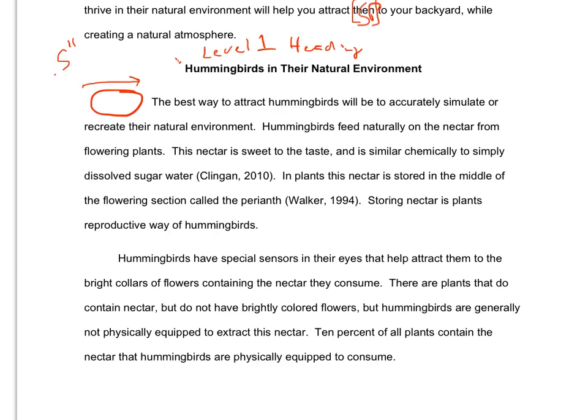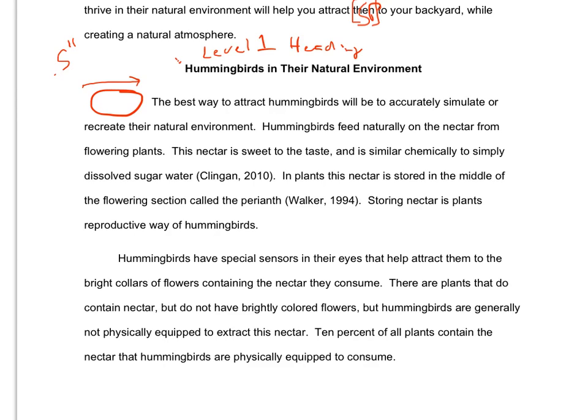So then I would go on and read a little bit. So the best way to attract hummingbirds will be to accurately simulate or recreate their natural environment. Hummingbirds feed naturally on the nectar from flowering plants. This nectar is sweet to the taste and is similar chemically to simply dissolved sugar water. Now, hummingbirds feed naturally on the nectar from flowering plants is something that needs a citation. This nectar is sweet to the taste and similar chemically to simply dissolved sugar water also needs a citation. And in this case, both of them came from the same place. So technically, I'm all right here.